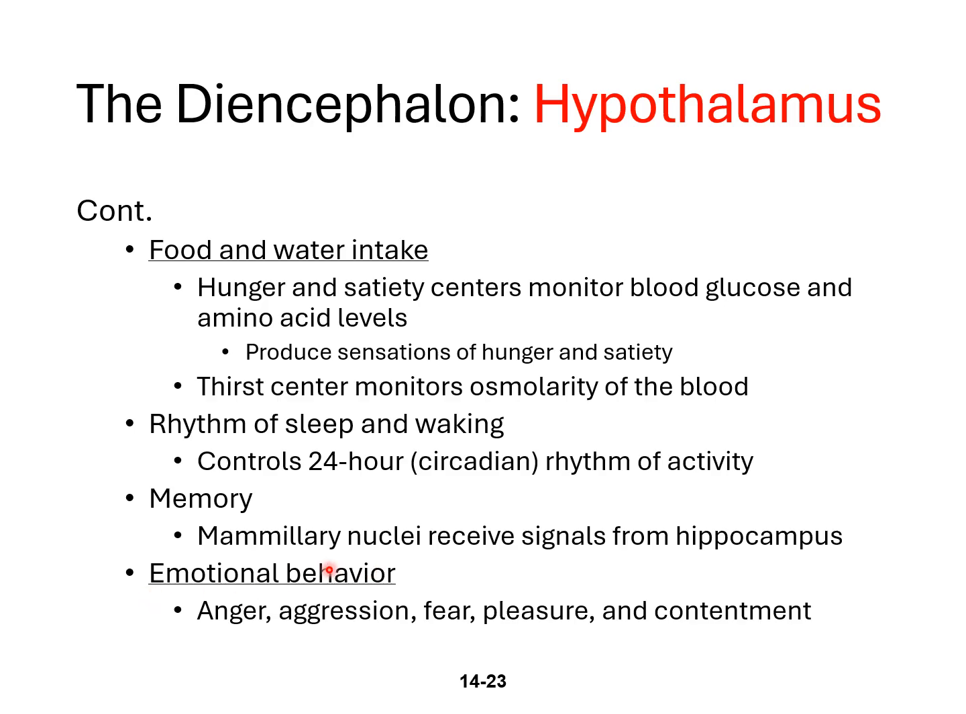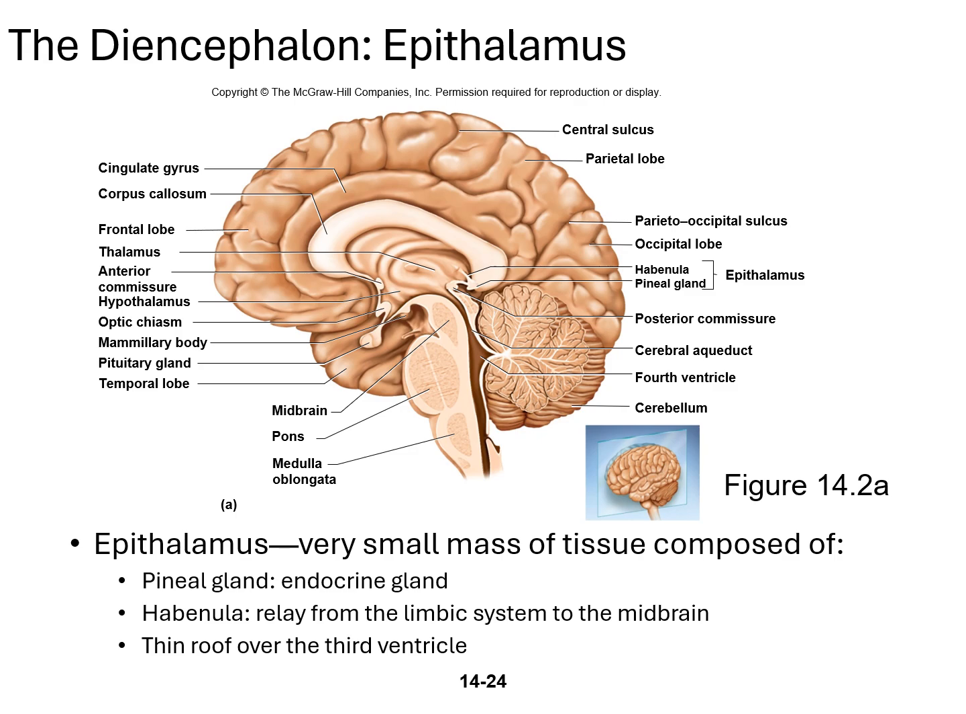Also, emotional behavior, anger, aggression, fear, pleasure, contentment is involved with the hypothalamus, because the hypothalamus is going to be involved in other parts of the brain. There are going to be connections that are in charge of anger, aggression, and fear.